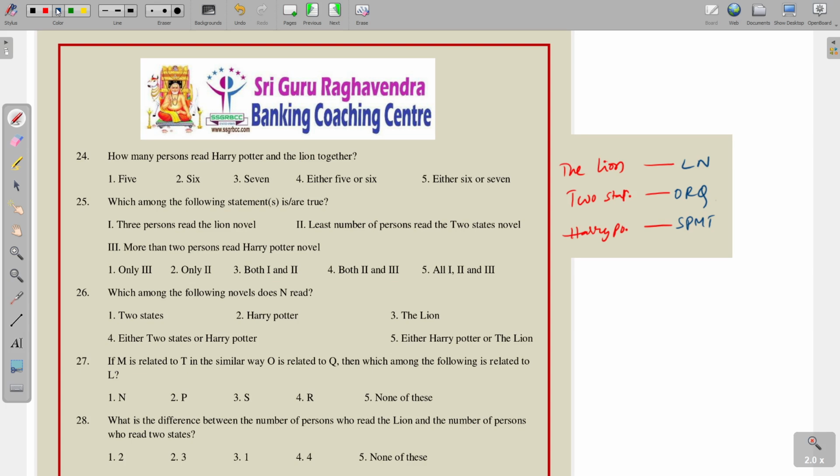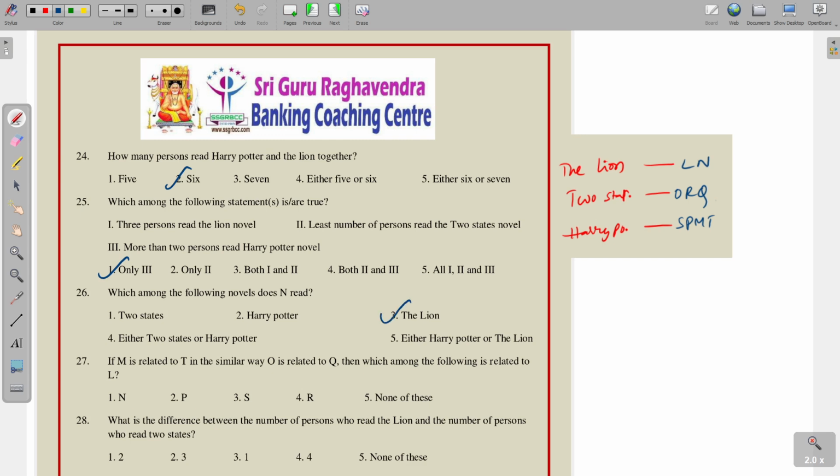How many persons read Harry Potter and Lion together? So Harry Potter total 4, the Lion is 2, that is totally 6 persons are there. So which among the following statements is true? So see, 3 persons read the Lion novel, so this is not correct. Next, least number of persons read 2 States, this is also not correct. More than 2 persons read Harry Potter, so only the third one is the correct one. Which among the following novels does N read? So N read the Lion King.